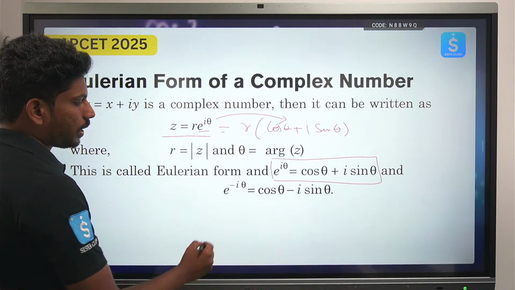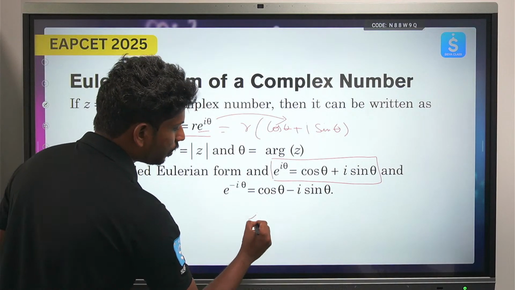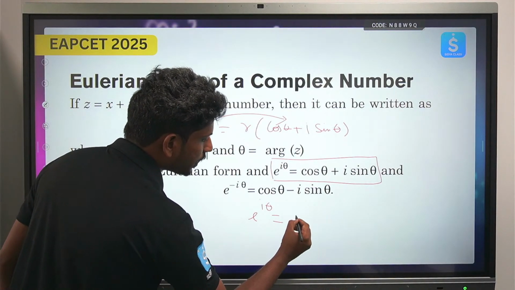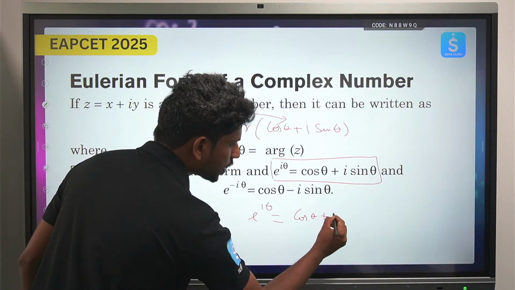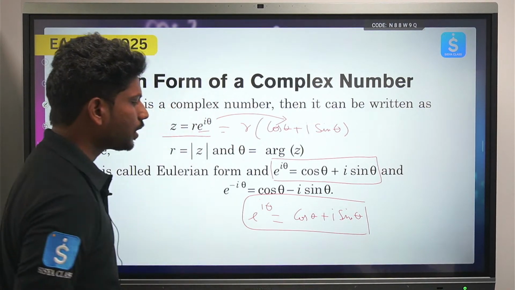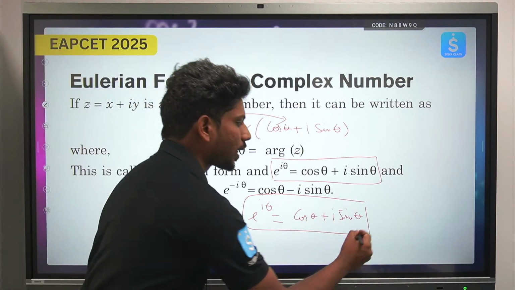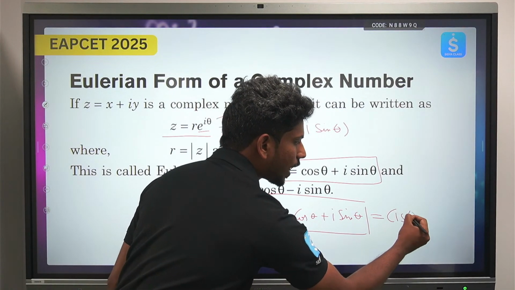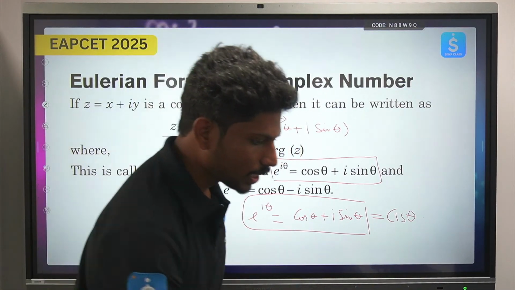So this is defined like this: e power i theta is cos theta plus i sin theta. Please do remember this one. E power i theta is nothing but cos theta plus i sin theta. Even he is calling it cis theta. It is called cis theta.